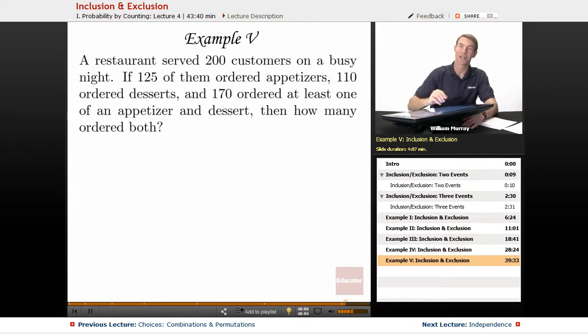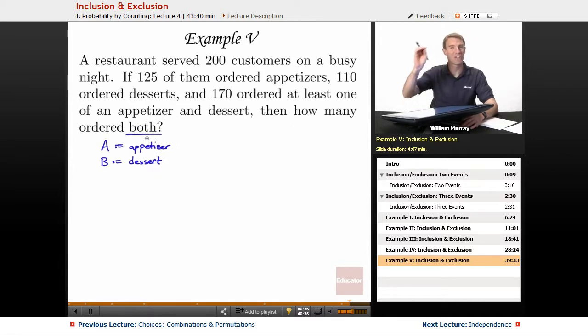So quickly, I need to set up some events here. My colon equals, remember, means defined to be. For short, I'm going to say A is the set of all people who ordered an appetizer. B is the set of all the people that ordered dessert. And we're asked how many ordered both. Both means we're looking for people that ordered an appetizer and a dessert. So that's the intersection. So we're trying to calculate how many people ordered both.